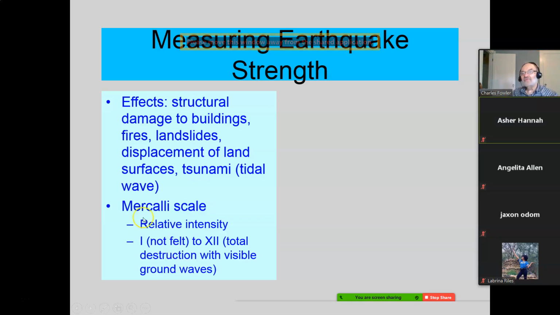Again, based on what we see: structural damage to buildings, fires lit, landslides that happen, displacement of land surfaces, tsunamis created in the water, and how big and how strong they were. Okay, that's the Mercalli scale. Measuring the effects is not the best way to measure earthquakes. Okay.